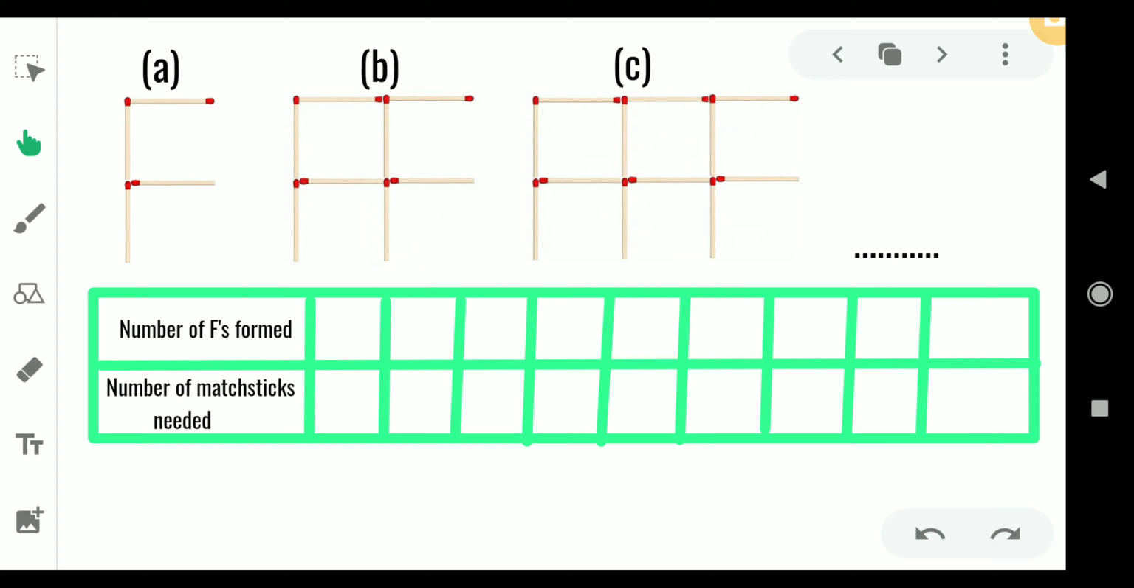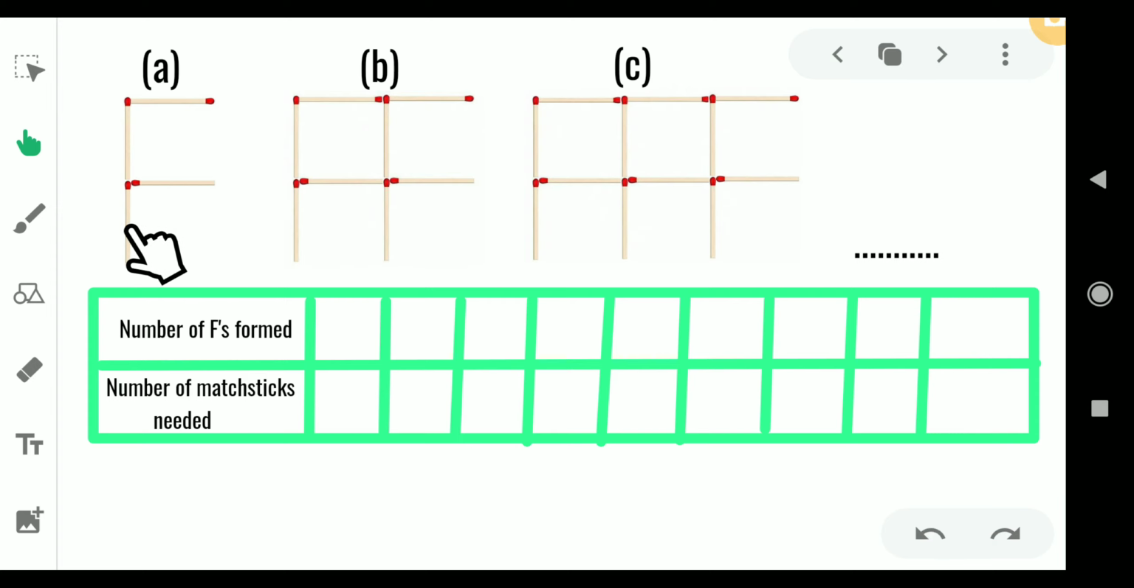Dear children, see here. Here I have used some matchsticks. So have you seen a matchstick? Yes. This is the matchstick, right? By using the matchsticks, I have made a letter here. Which letter is this? Can you identify? This is the English letter F, right?